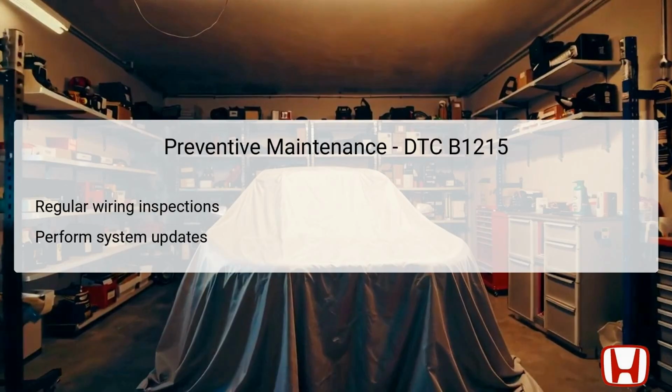While addressing the specific issue relating to DTC B1215, implementing preventive maintenance can help reduce the risk of similar problems in the future. Regular inspections of wiring and connectors within the climate control system can identify potential wear and tear before they become serious issues.